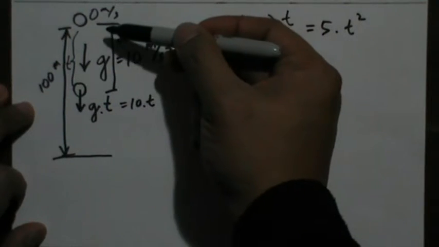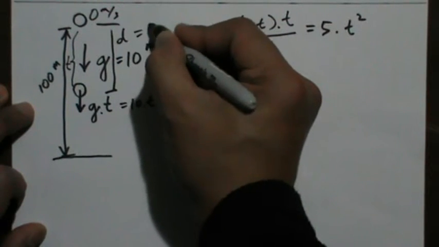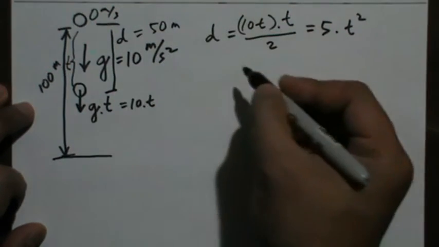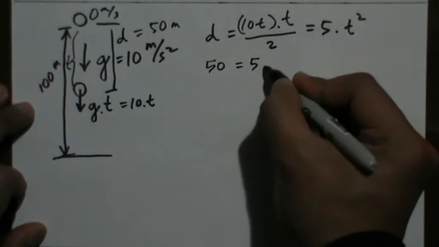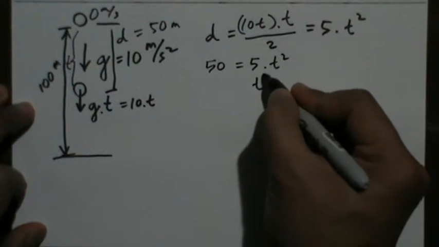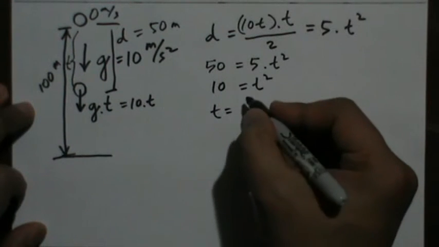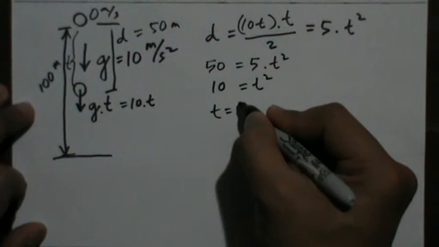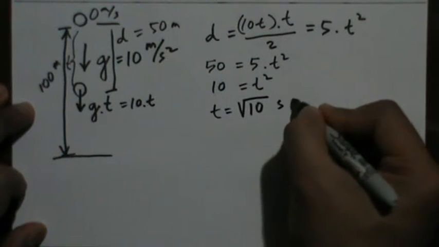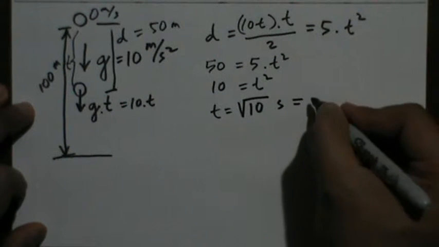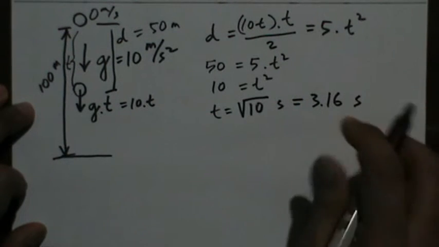Now if the ball has traveled 50 meters, so the distance here is 50 meters, we can calculate that 50 is equal to 5 times t squared, so that the time squared is 10, or the time needed for the ball to travel 50 meters is square root of 10 seconds, so it's around 3.16 seconds.